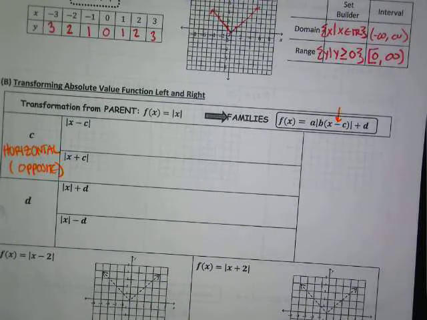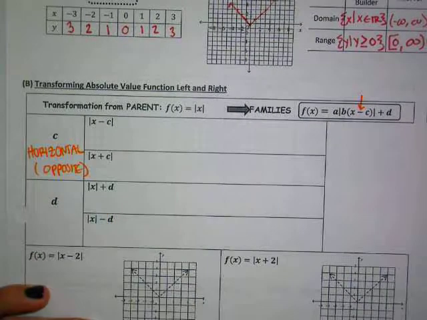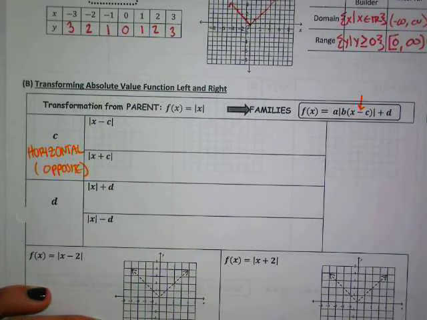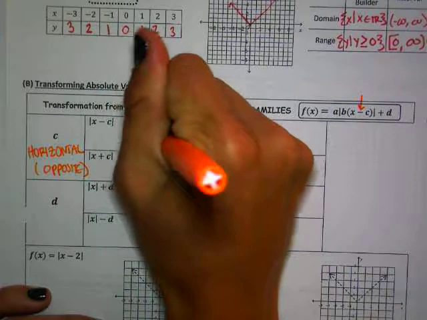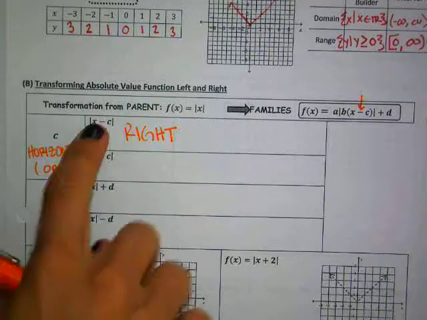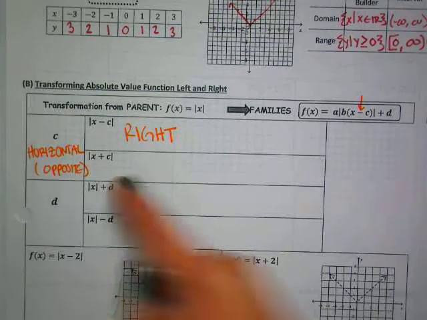It'll make sense when we start doing it. So horizontally shifting is you're going left and right. And remember you have to think opposite. So if you have a negative C in here, are you going left or are you going right? Horizontal is left or right, and depending on whether it's negative or positive will tell you which way. So if it's negative, you're going right because it's backwards. So the positive equals left.